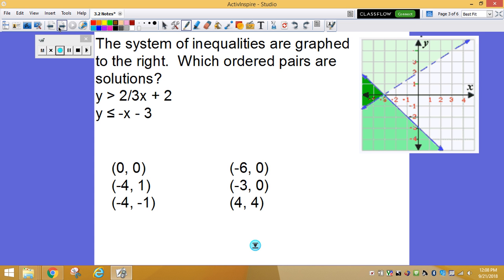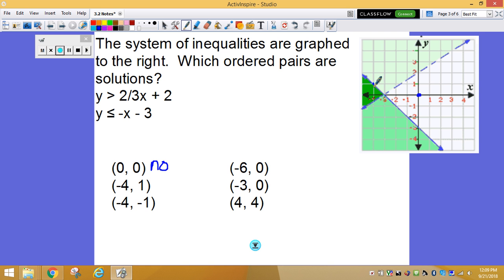Okay, so let's look at this. This system of inequalities is already graphed, so they graphed it for us. It wants to know which ordered pairs are solutions, so let's go through them. 0, 0 is right here. This is your first inequality, this is your second inequality, and this dark green area is where our answers are, okay? So is 0, 0 in that dark green area? No, so it is not a solution.